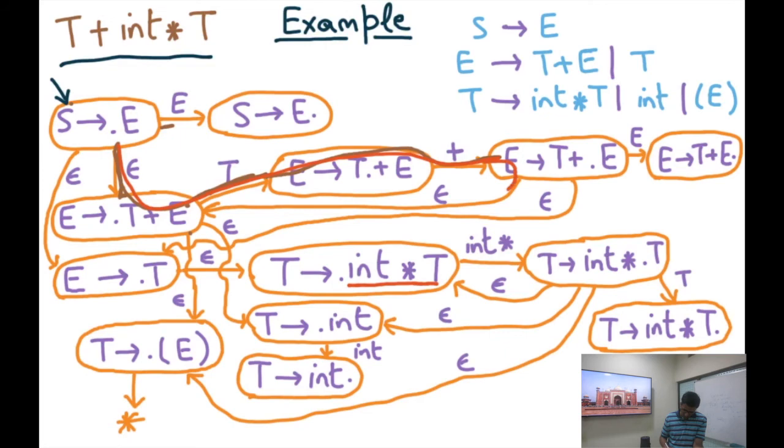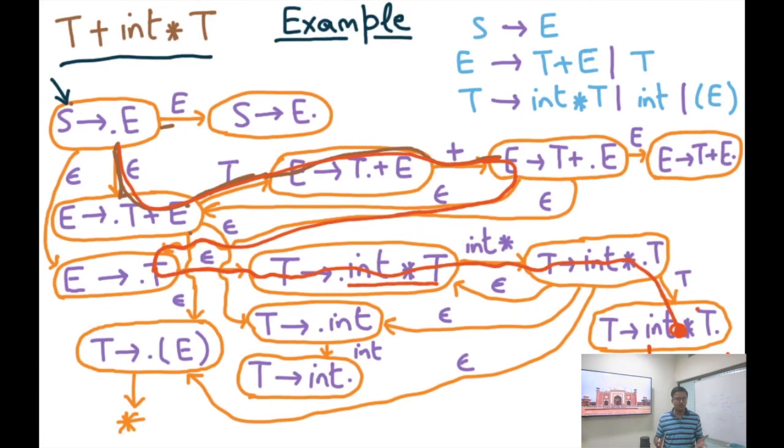So I'm going to make an epsilon move to E produces dot T, and then I'm going to make an epsilon move to T produces dot int star T. And then I'm going to consume int star, and then I'm going to consume T, and I'm going to end up in this state at the end of consuming the entire input, right? So this is the state that I reach at the end of consuming the entire input.